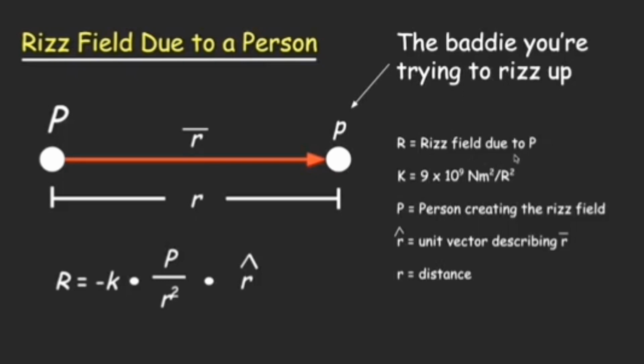Big R is the Riz field due to P. K is just the constant, which is 9 times 10 to the 9 newton meters squared over Rizlom squared. Big P is the amount of Riz a dude has. R hat is just simply the direction of the position vector going from big P to little p. And lastly, little r is just the magnitude of this vector, or just the distance. Now let's dive into some example problems.